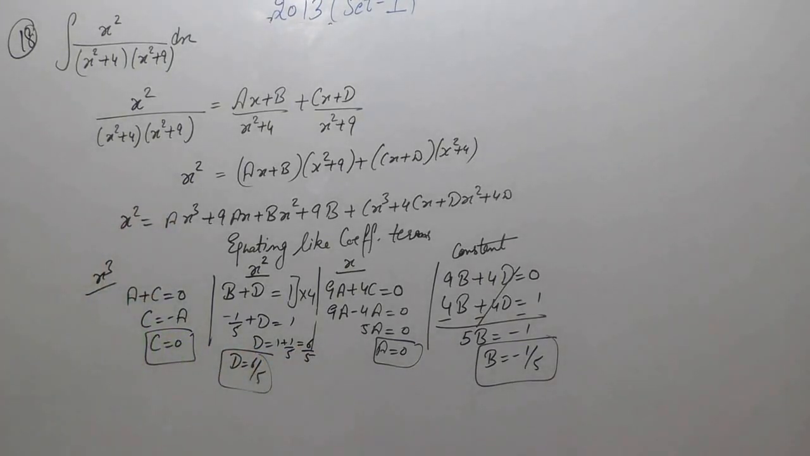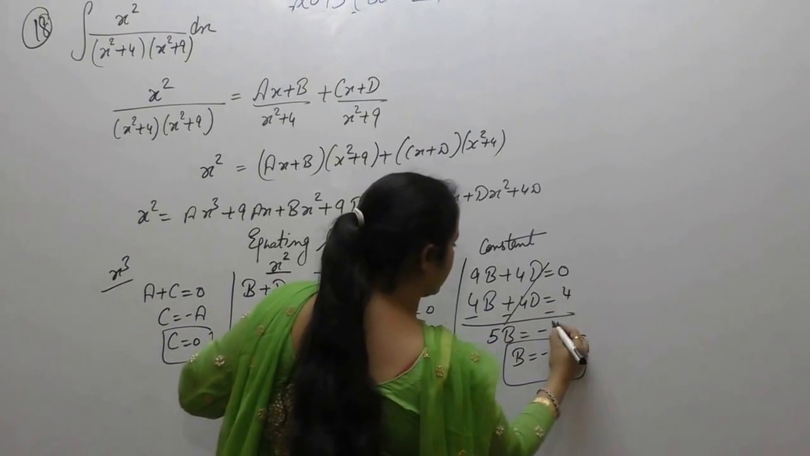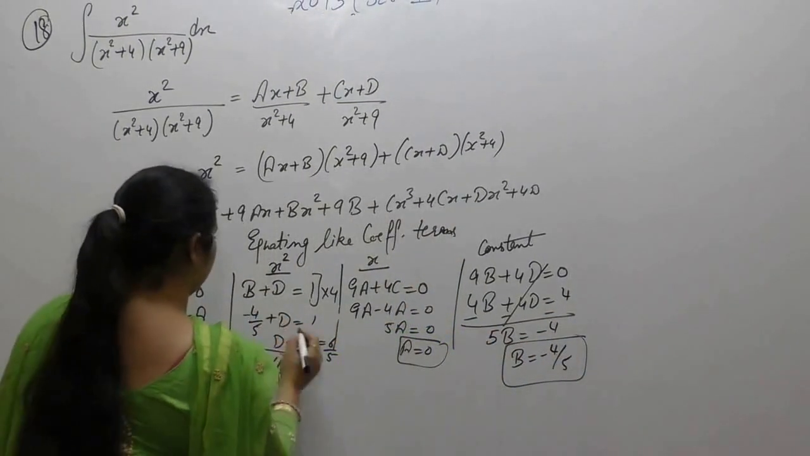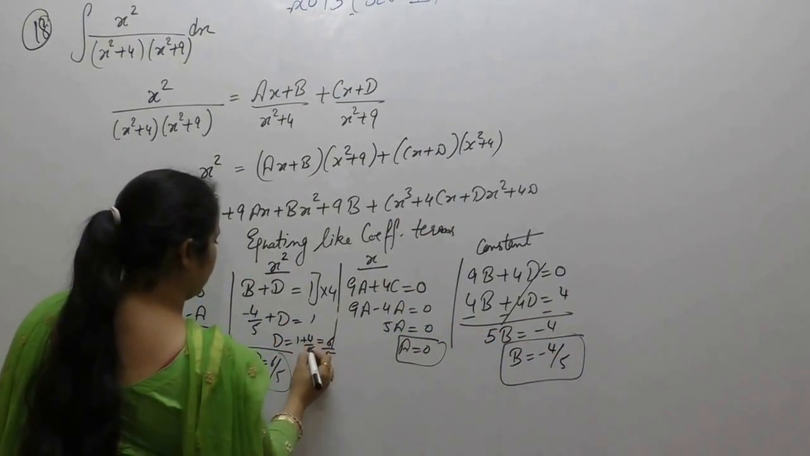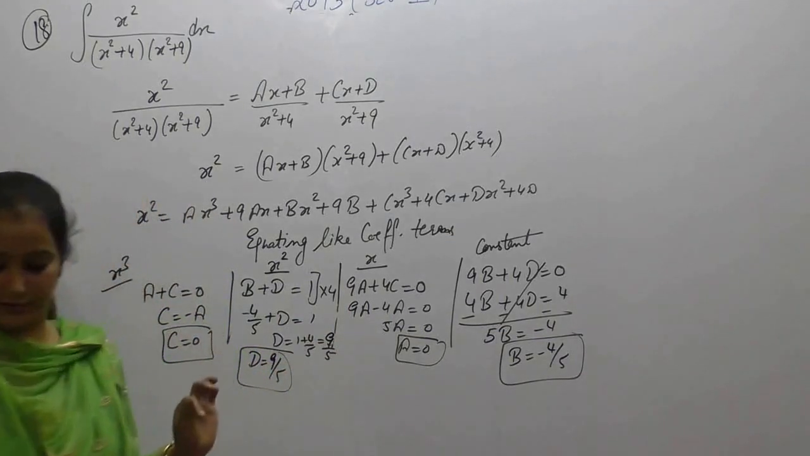Note up to here. By multiplying it by 4, here is 4, so minus 4 by 5. 5 plus 4 is 9. So 9 by 5 here.